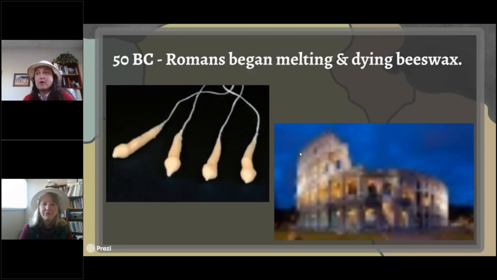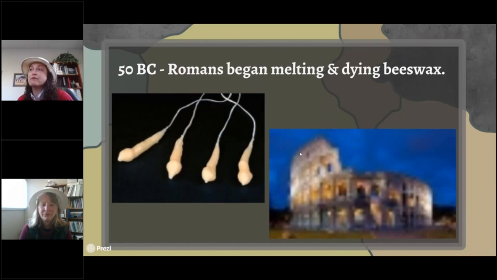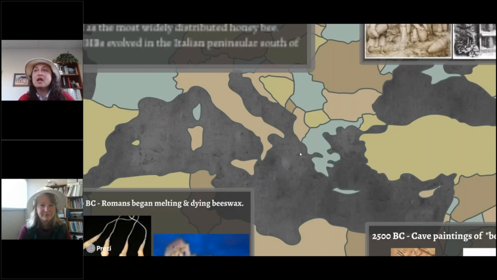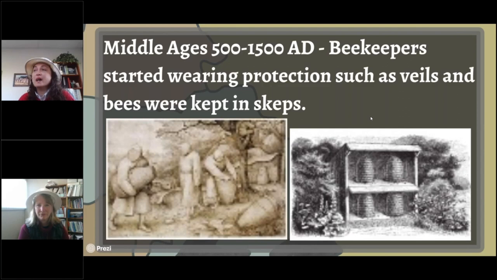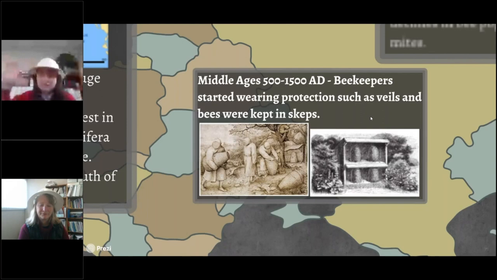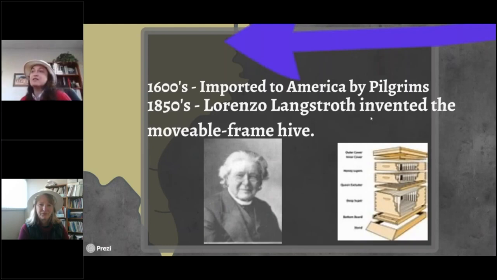During the Middle Ages, from 500 to 1800 AD, bees were kept in skeps. Skeps are these little baskets over here. Those have now become illegal because they're very difficult to inspect. Then during the 1600s, honeybees were imported to America by the Pilgrims. Thank you, Pilgrims. In the 1850s, Lorenzo Langstroth invented the movable frame hive, which made it easy to inspect all parts of the beehive and make sure that the bees are healthy and they have what they need.